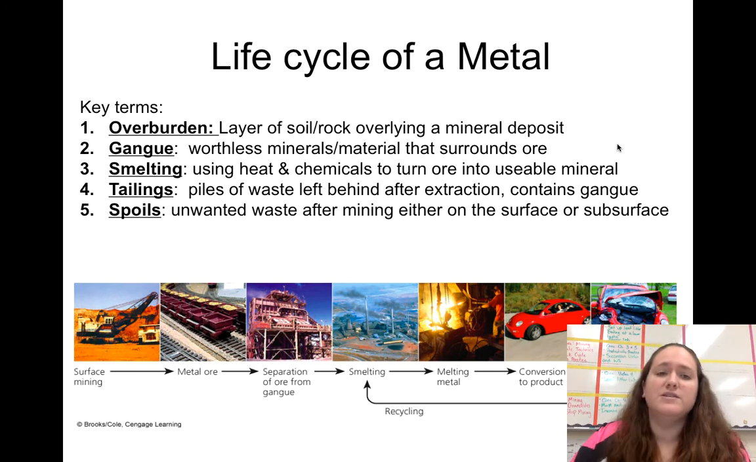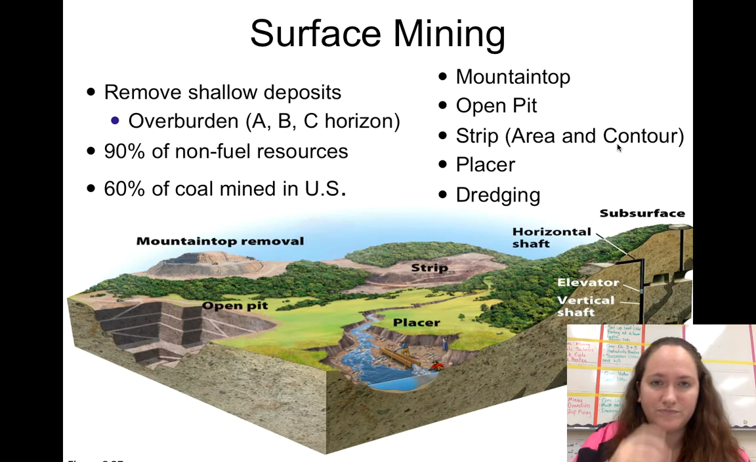Smelting is the process that uses heat and chemicals to turn these metals and minerals into actual usable products that we want. The tailings are the piles of waste that are left behind after we have extracted the material. It does contain gangue. They basically just sit in these big piles. And spoils are the unwanted waste after mining on the surface or the subsurface. So tailings are all basically on surface. Spoils also includes subsurface mining.